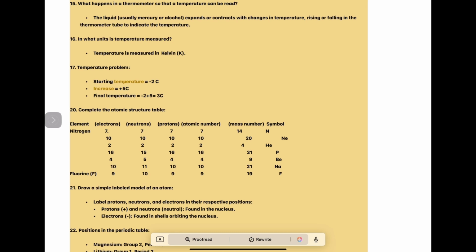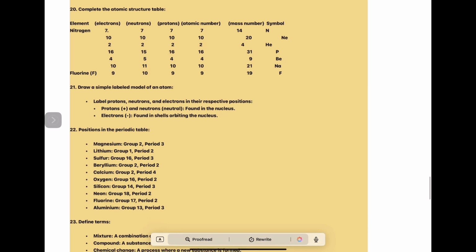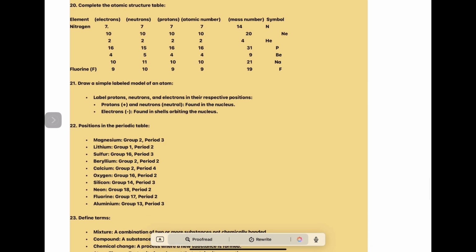20. Complete the atomic structure table. Element, electrons, neutrons, protons, atomic number, mass number, symbol. Nitrogen: 7, 7, 7, 7, 14, N. Neon: 10, 10, 10, 10, 20, Ne. Helium: 2, 2, 2, 2, He. Phosphorus: 15, 16, 15, 15, 31, P. Boron: 5, 6, 5, 5, 11, B. Sodium: 11, 12, 11, 11, 23, Na. Fluorine: 9, 10, 9, 9, 19, F.